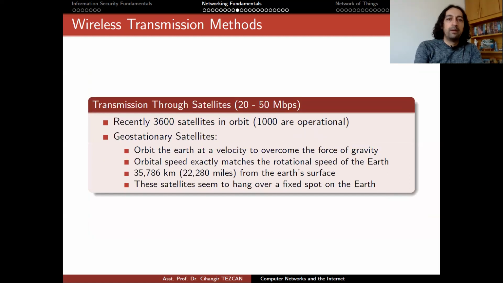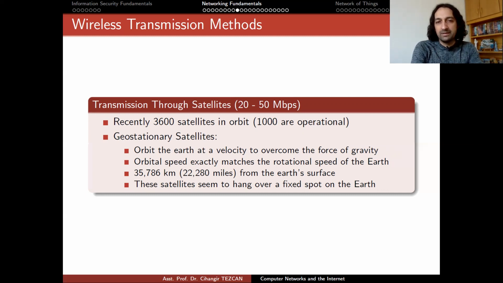So let's talk about transmission through satellites. Recently, there are more than 3,600 satellites in orbit, and more than 1,000 are operational. To us, the most important ones are geostationary satellites. They orbit the Earth at a velocity to overcome the force of gravity. Orbital speed exactly matches the rotational speed of the Earth. So these satellites seem to hang over a fixed spot on Earth.